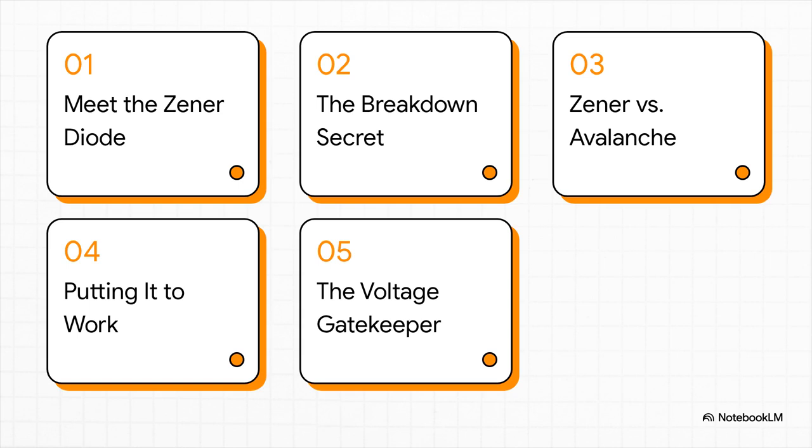In this explainer, we'll first meet the Zener Diode. Then we'll uncover its breakdown secret. We'll also look at the difference between the Zener and Avalanche effects, see how it's put to work in the real world, and finally, understand its crucial role as a voltage gatekeeper. Let's get right into it.